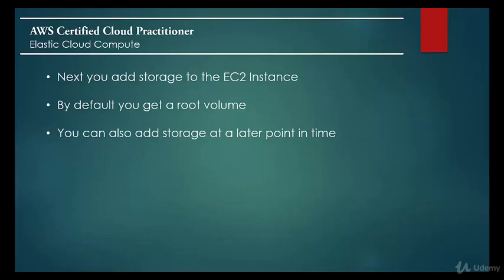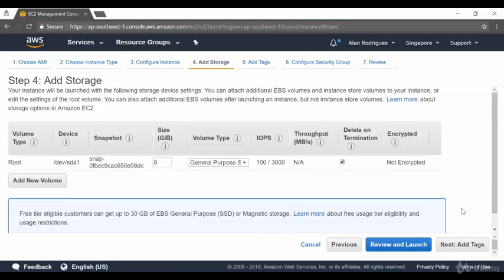Next, you need to specify the amount of storage that you want to add to the EC2 instance. By default, you get a root volume which is added to the EC2 instance. Remember that you can also add storage at a later point in time. So after creating the virtual server, you can create storage and add it to the server when the instance is in the running state as well. So it's not necessary that you need to add the storage right now. So we can go on next to add the storage.